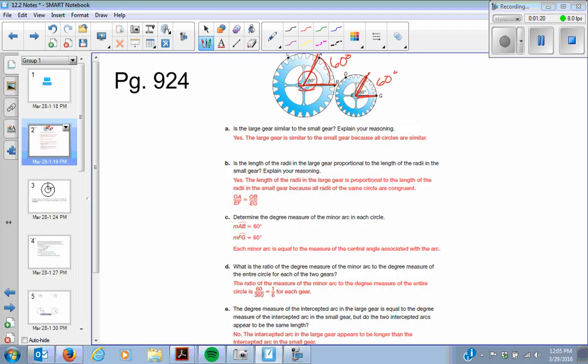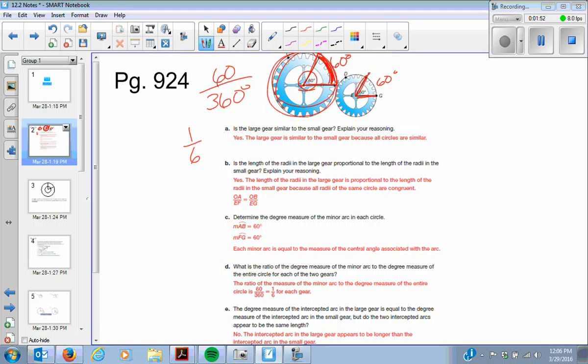Alright, what is the ratio of the degree measure of the minor arc to the degree measure of the entire circle? So we're saying how much of this, this piece right here, how much does it compare to the whole circle, which is 60 degrees compared to 360, and if you reduce that, it reduces down to 1/6. So this piece is 1/6 of the full circle.